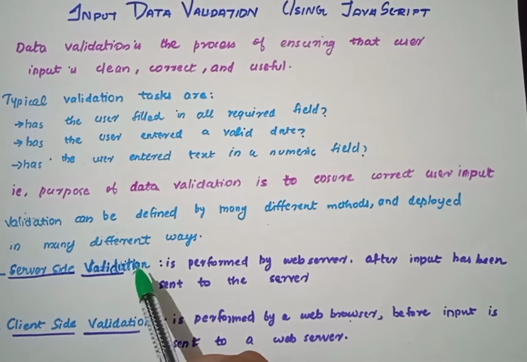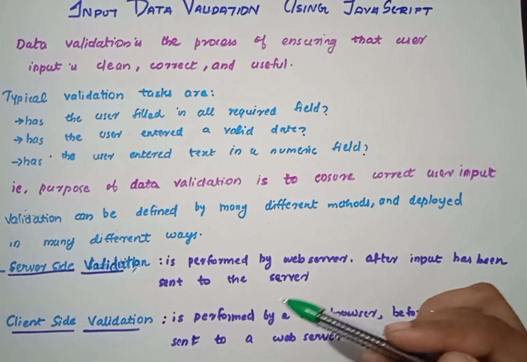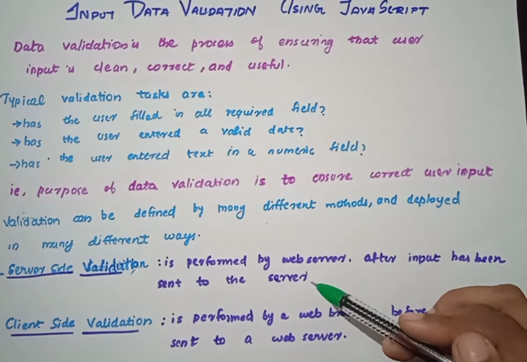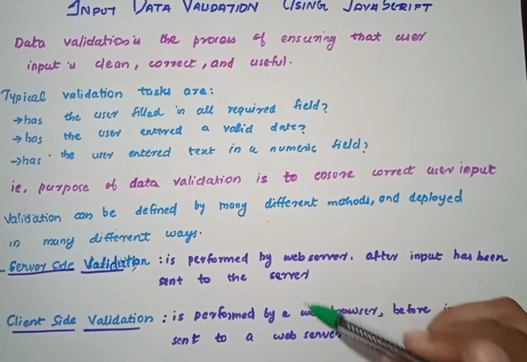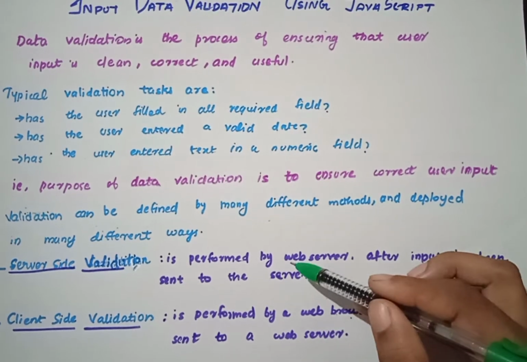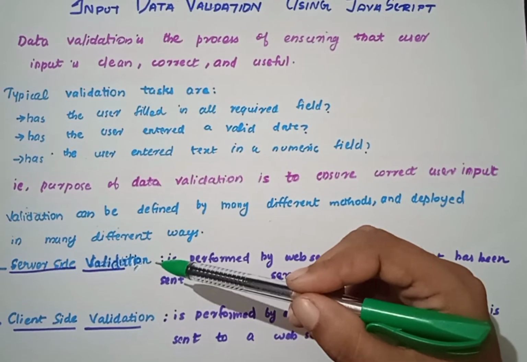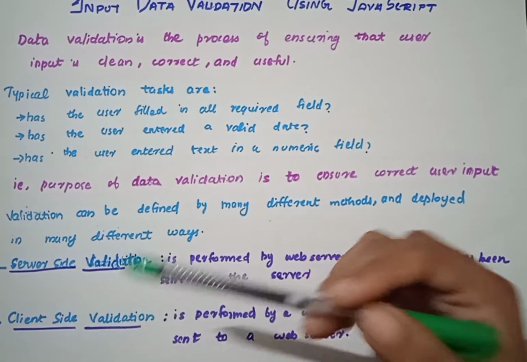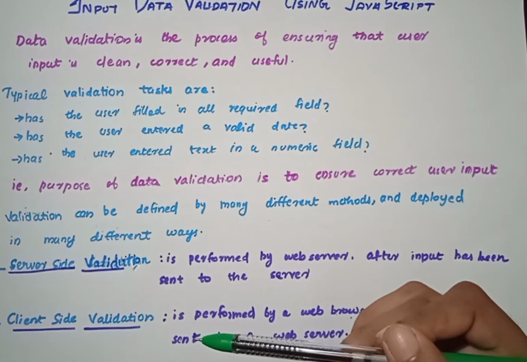And the server side validation is done by the web server, only after the data has been sent to the web server. Whenever the data reaches the server, only then will it check the user inputs and validate them. So here we can see the first line of validation is done by the client side validation, right?